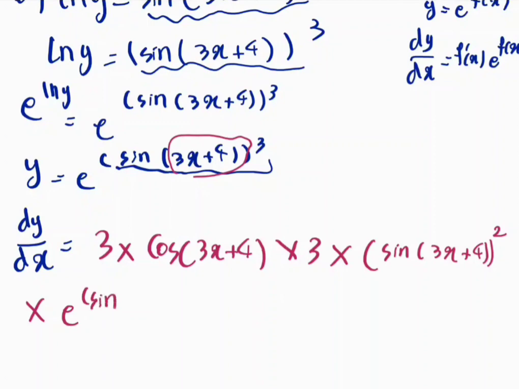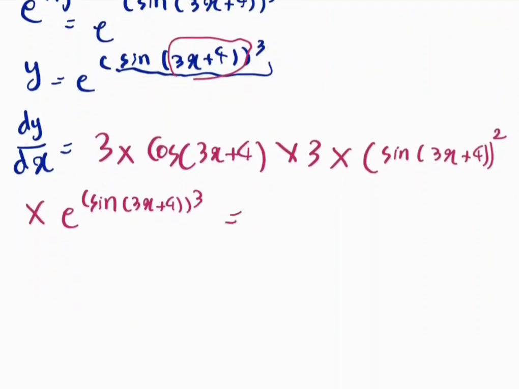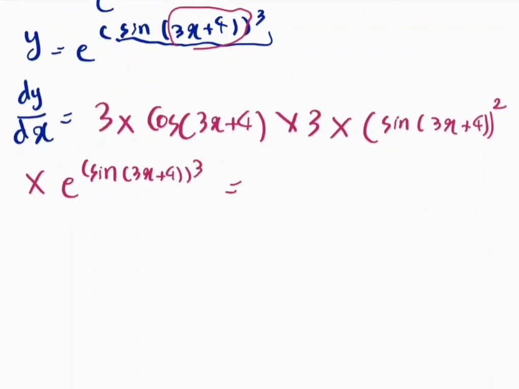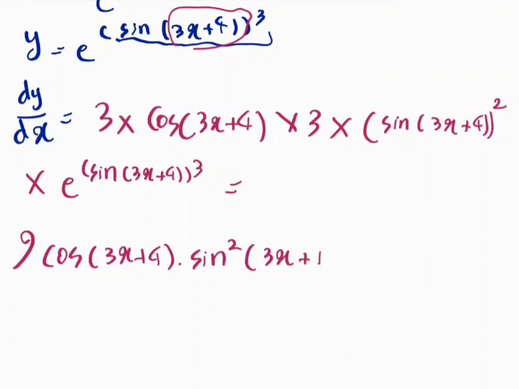and times e to the power of sine 3x plus 4. Please don't forget that, especially when we have functions like this where the derivative is something very long, it's very easy to forget to write e to the power of that function again. And that's it. Even if you want to simplify this, there's not much to do other than multiplying these two numbers. So 3 times 3 is 9, 9 cos 3x plus 4 times sine squared 3x plus 4, and then finally times e to the power of sine cubed 3x plus 4.